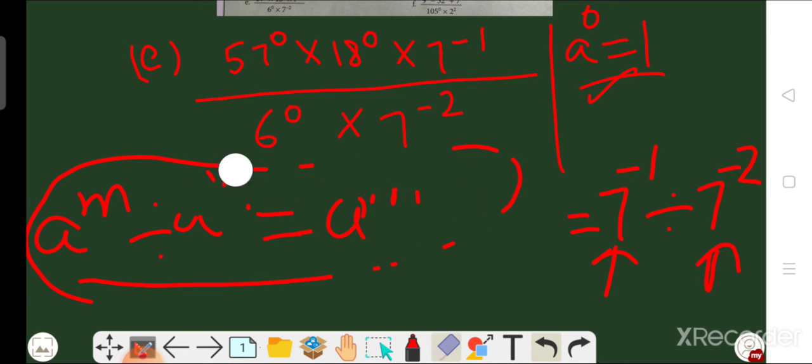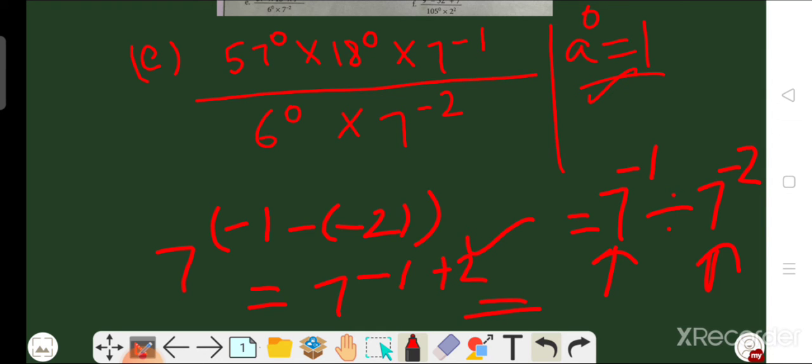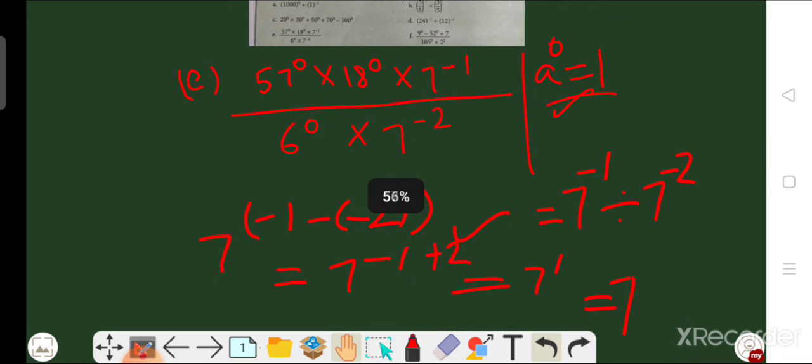So by using this property we can write 7 raised to the power minus 1 divided by 7 raised to the power minus 2 is equal to 7 raised to the power minus 1 minus of minus 2. And this is equal to 7 raised to the power minus 1 plus 2. After solving this addition, this is equal to 7 raised to the power 1, and that is 7. So the answer of this question is 7. So this is the solution of your E part.